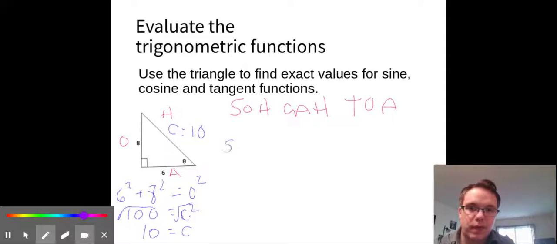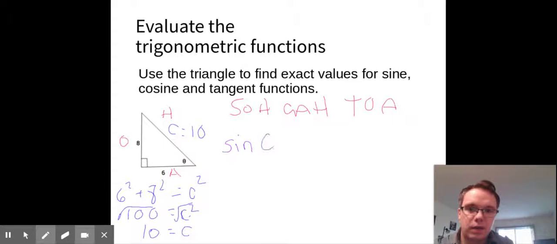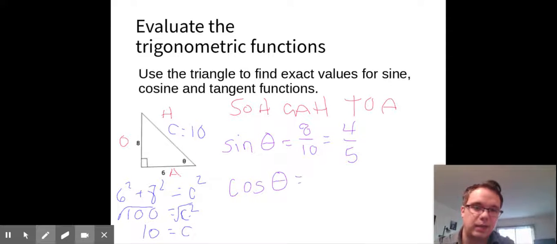So for our sine of theta, remember it's a function. You need to write the sine and then of something. So we're taking the sine of theta. We're going to take our opposite side, which is 8, and put it over our hypotenuse, which is 10. And then if we need to simplify, in this case, that simplifies to 4/5.